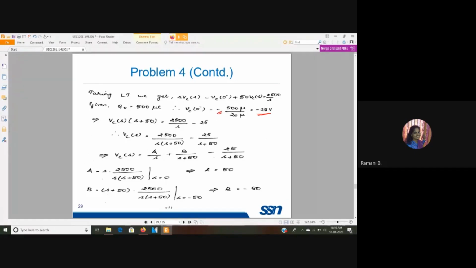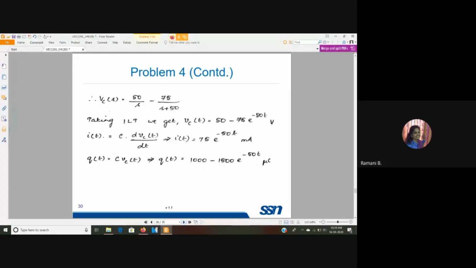Now substituting that in the equation, we get VC of S into S plus 50 is equal to 2500 by S minus 25. Now making partial fractions for all these and substituting, you will get VC of S is equal to 50 by S minus 75 by S plus 50. Taking inverse Laplace transform, we get V of t to be this. Again, if you want to find the current, it is C into dV by dt, and the charge transient at all times will be obtained as C into VC of t. So this is how we do these transient analyses.